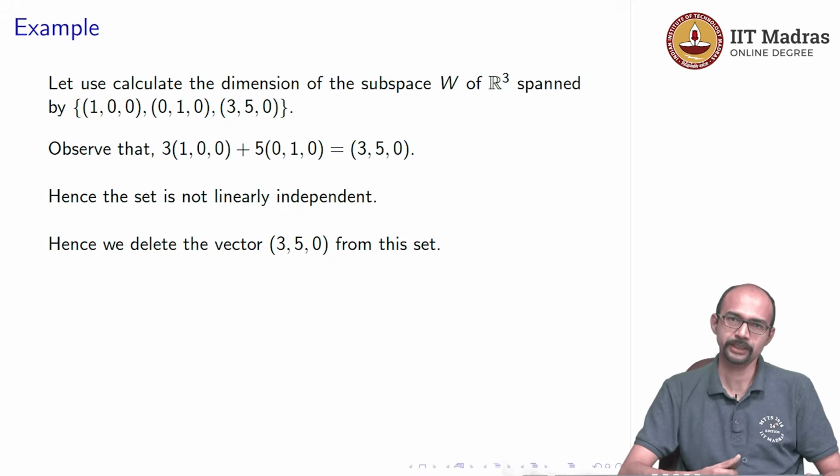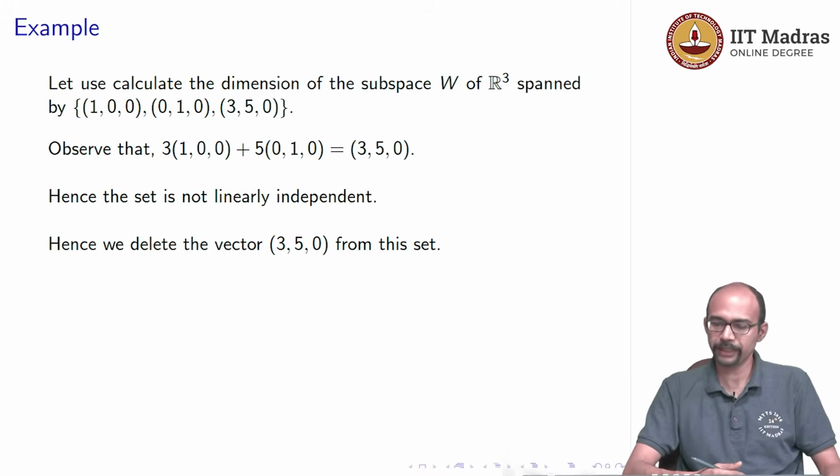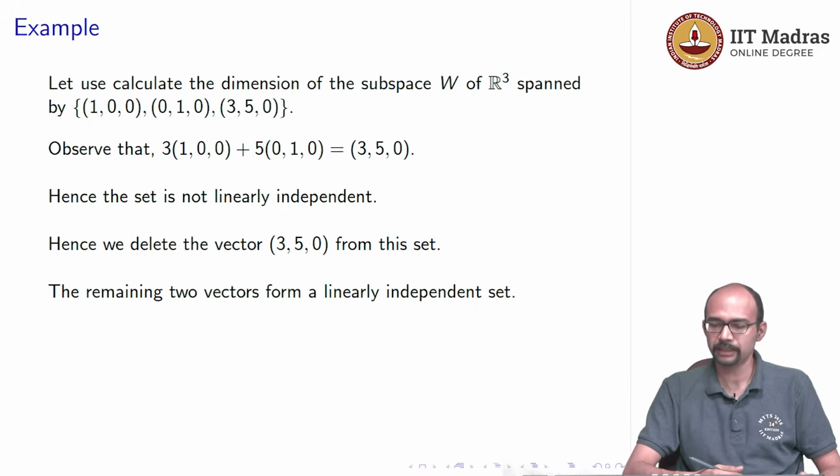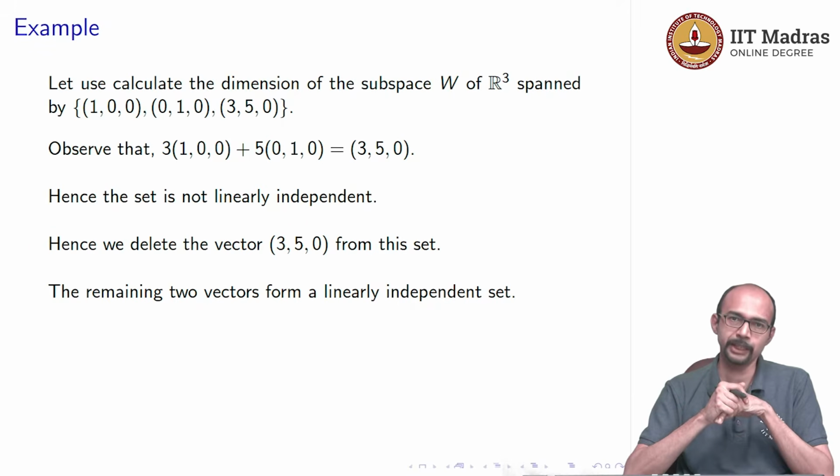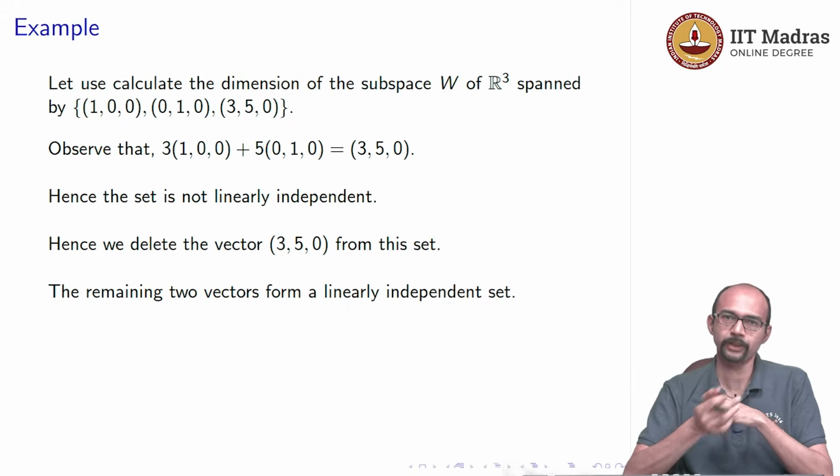This was a method that we discussed in the previous video. If you have a spanning set, how to get a basis from that spanning set, namely to remove or delete vectors which are linear combinations of the other vectors. So, we delete the vector 3 5 0 from this set, and the remaining two vectors 1 0 0 and 0 1 0 do form a linearly independent set. You can check this, it is a subset of the standard basis. Remember that if you have a set of vectors which are linearly independent, then every subset is also linearly independent. This is something you have either already done in your tutorials or will do soon.